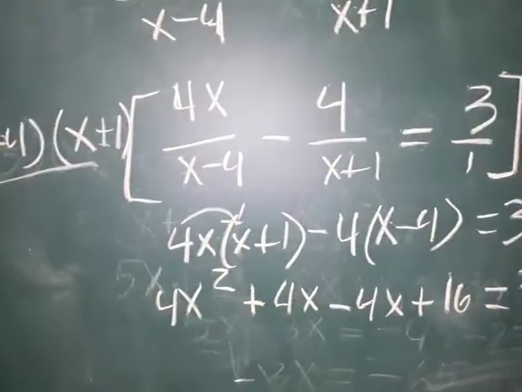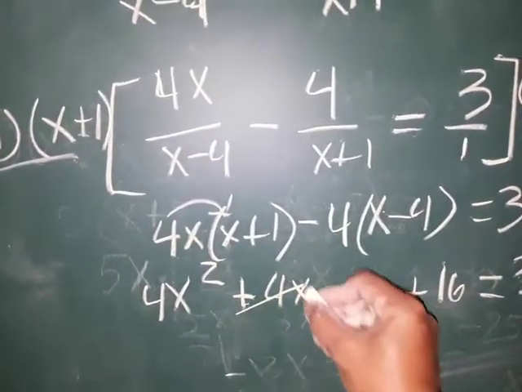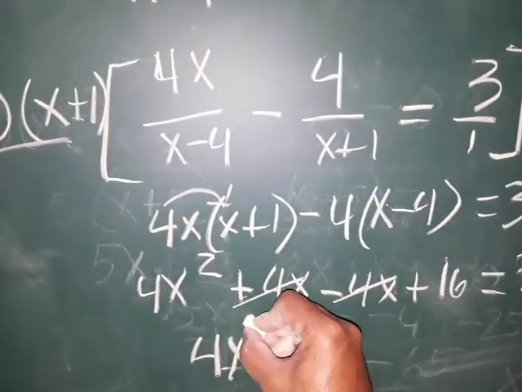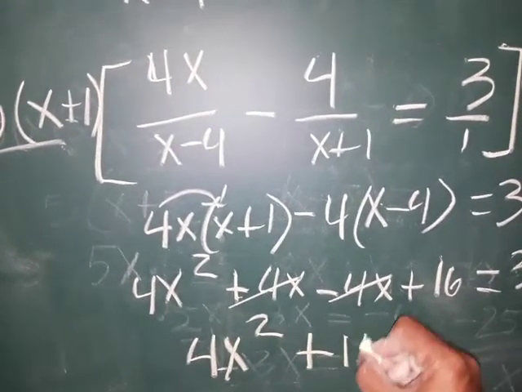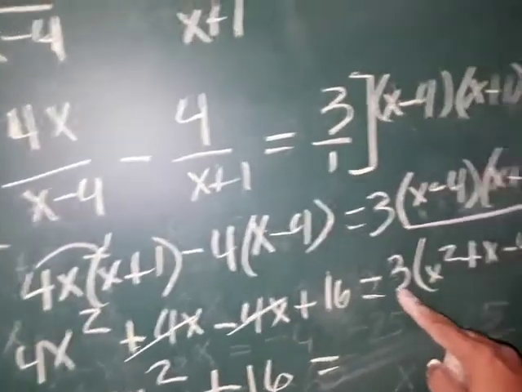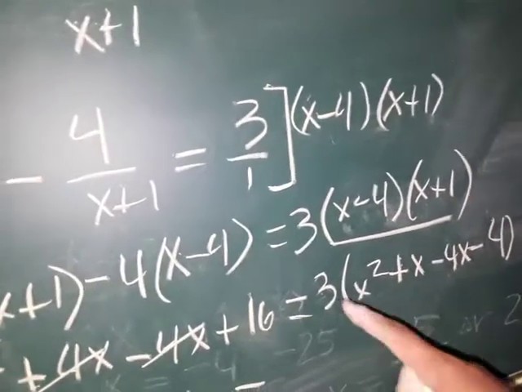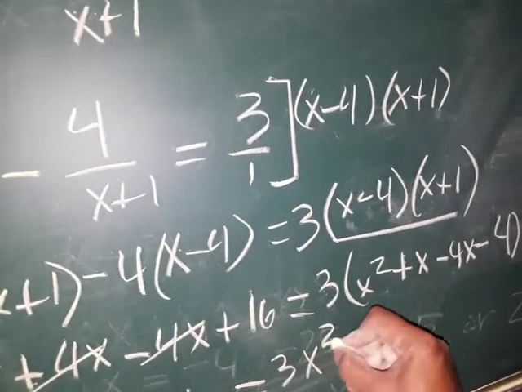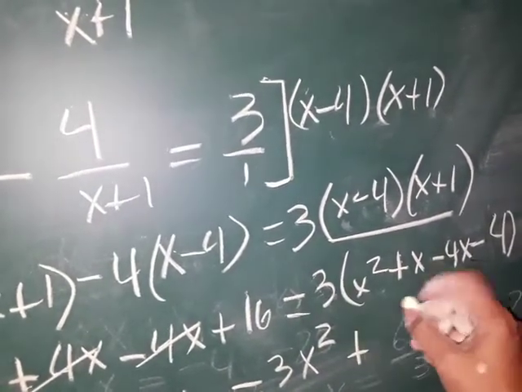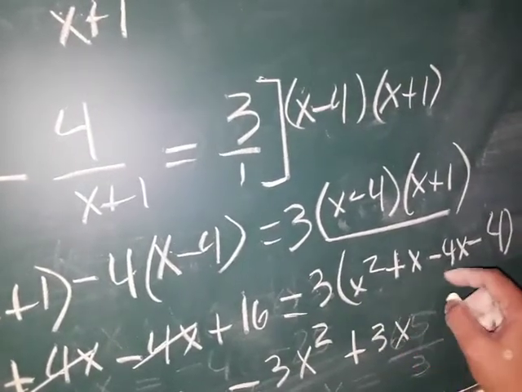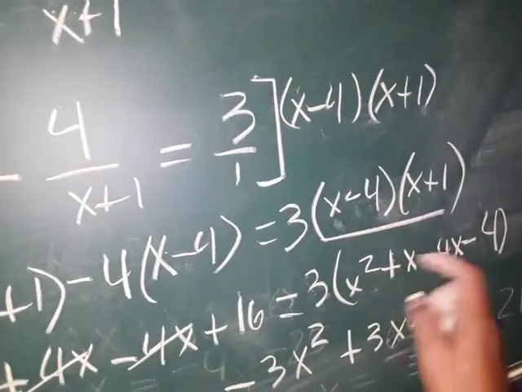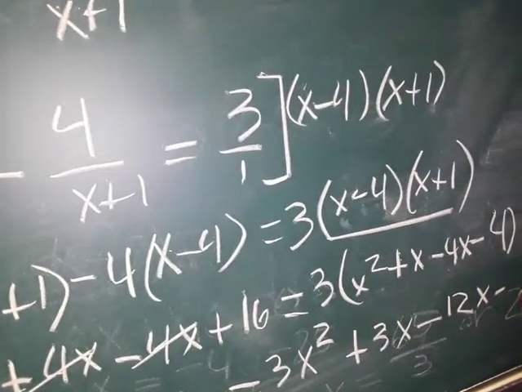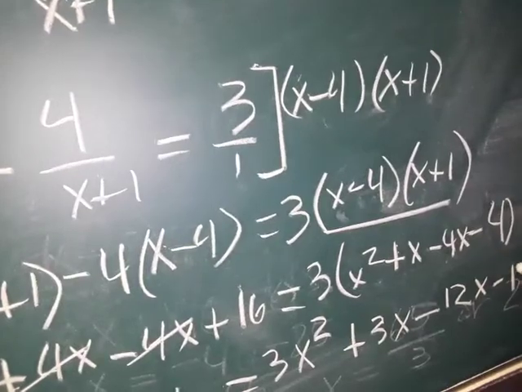Okay. So, in here, cancel na natin to. We have 4x squared plus 16 is equal to, multiply distributive property, 3 times x squared, 3x squared, plus 3 times x, 3x, minus 4 times 3, 12x, minus 4 times 3, 12.